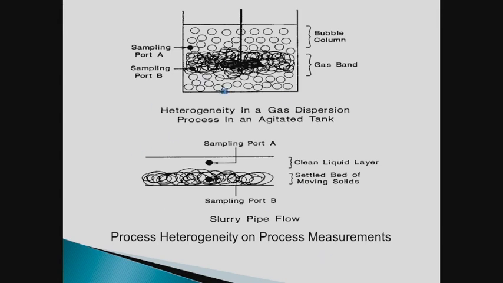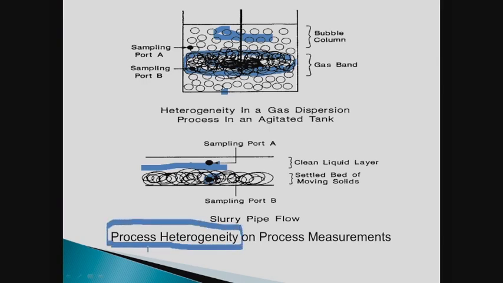Here you go. You measure gas down here, and there isn't any gas. You measure gas up here in the gas band, there's 50% gas, and up here it's 15% gas because of bubble coalescence. Here you have a slurry pipeline. You take a measurement of solids content down here, and you quickly find that you should shut down the pipeline because it's filled with solids. Up here, there are no solids, so you have no problem. Process heterogeneity exists everywhere, and it significantly affects process measurements.